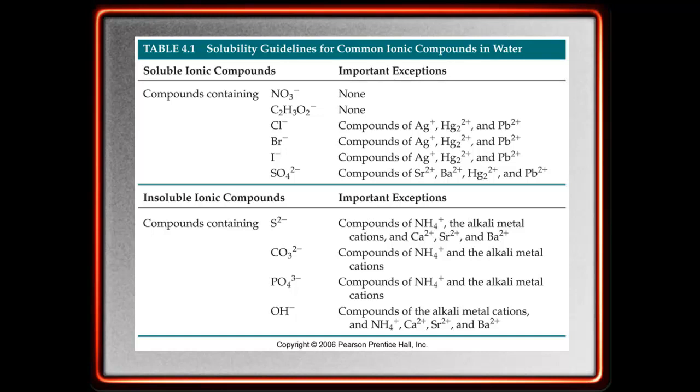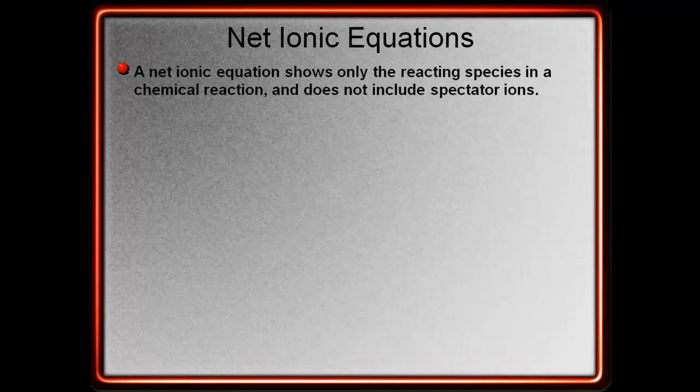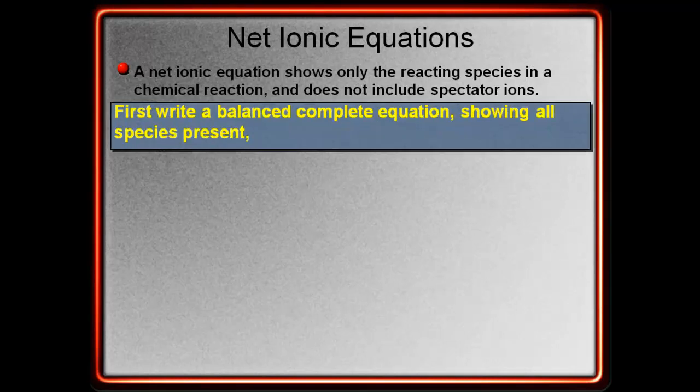You will need to know your solubility rules in order to determine what ions will form insoluble solids and which ions will stay in an ionic form. A net ionic equation will only show the reacting species, will not include spectator ions. So there's a process you can follow to write this.